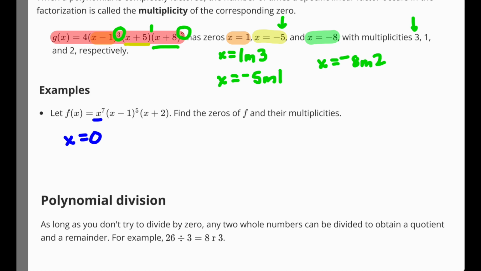Okay, it's just by itself. You don't have to really do much math with that. The next one, x minus 1, well, just set that equal to 0 and solve. Add 1 to both sides. Now you get x equals 1.